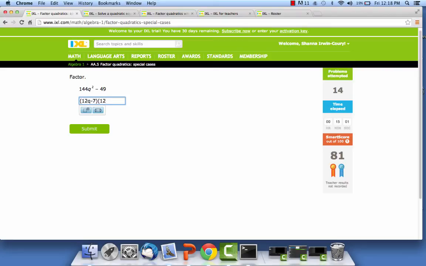Hoping for one more simple trinomial. And I'm not going to get one. So I guess I'll try this one time. It's minus because of the minus there.